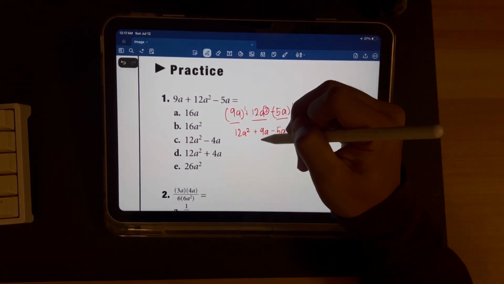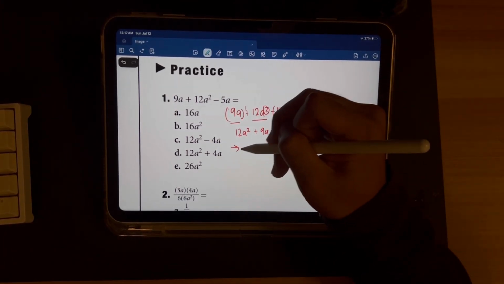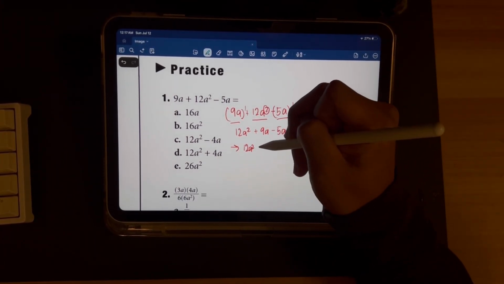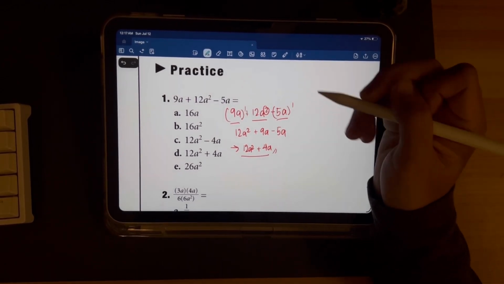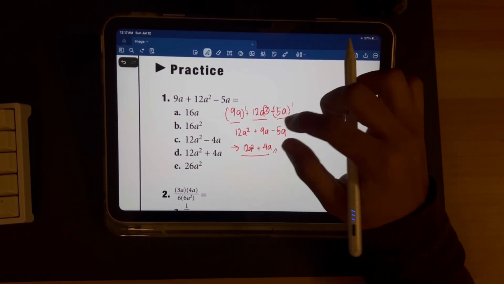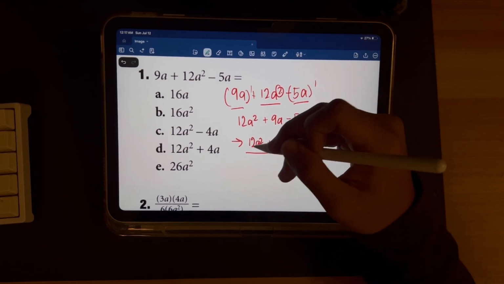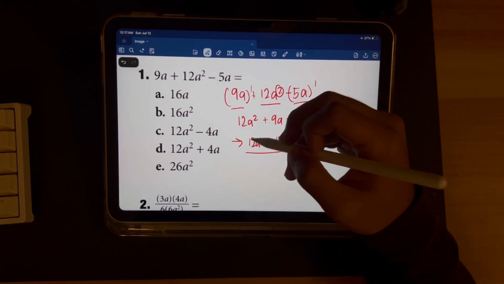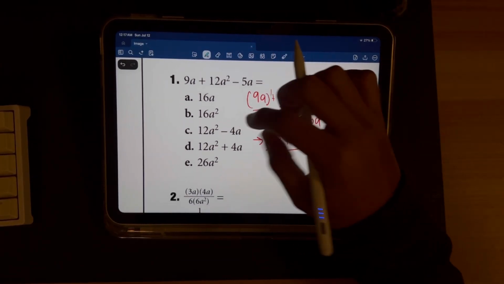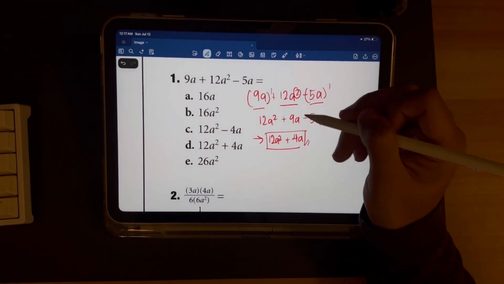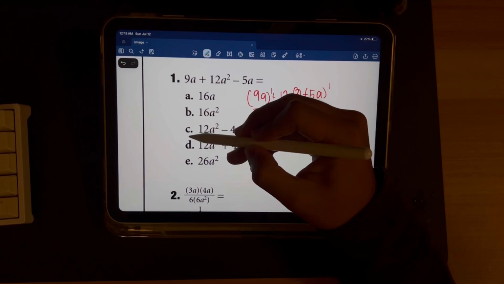Now, we will just finalize these expressions into 12a squared plus 4a. Since we can no longer simplify these two expressions, or these two values are not alike, that means that this is the final expression, and among the choices it is letter D.